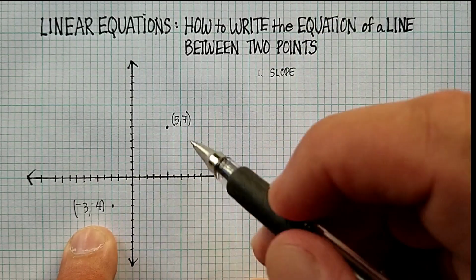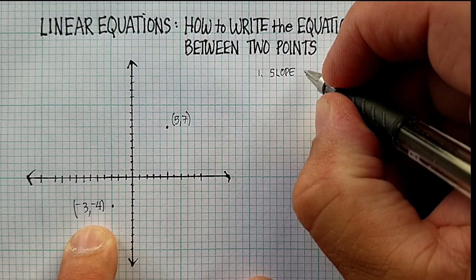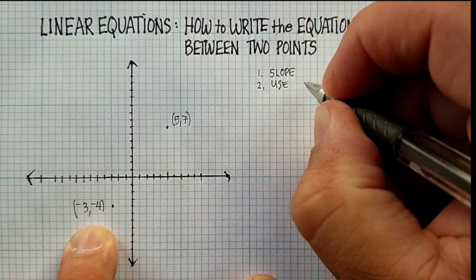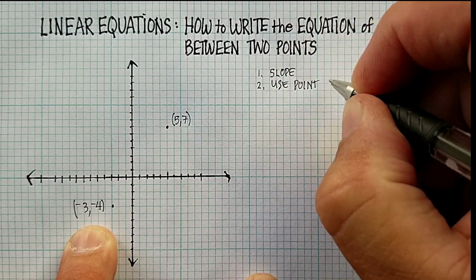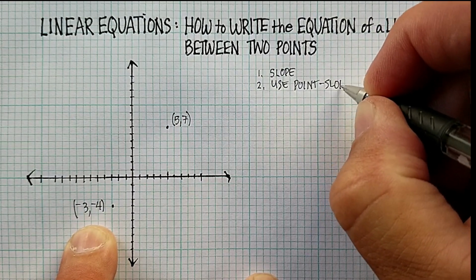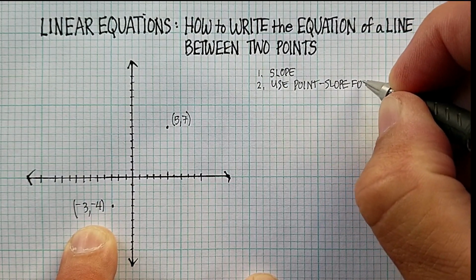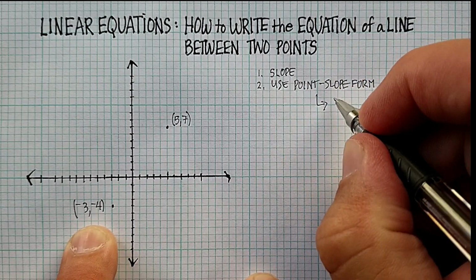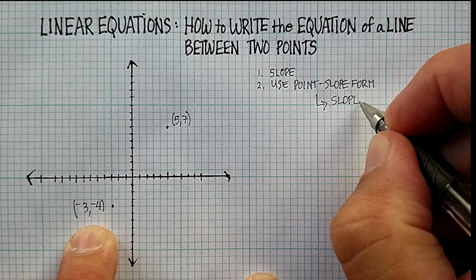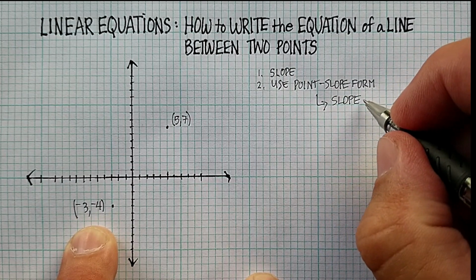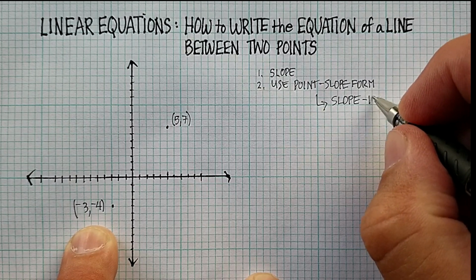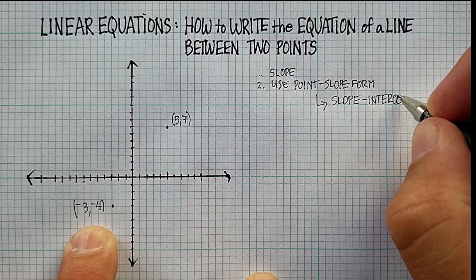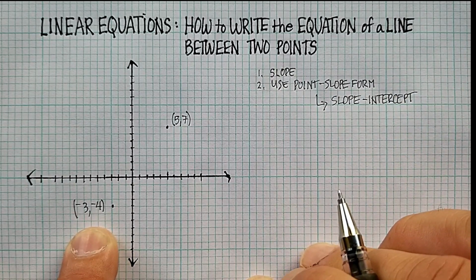The first thing that we're going to need to do is find the slope of the line that goes between those 2 points. So find the slope first, and then secondly, we're going to use the point slope form of an equation, and then we're going to transform that point slope form into the slope-intercept form, which is a really popular form that most students like to use. All right, so let's get started.